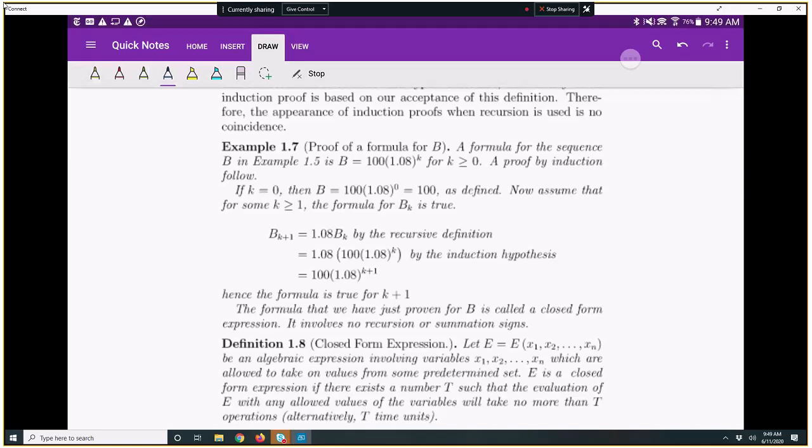So it's true. The next thing in an inductive proof is that we just assume that the same definition holds for some other integer that's larger than or equal to 1.